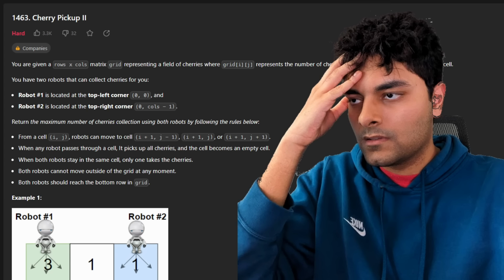Yeah, it's theoretically possible you'll get asked a question like cherry pickup 2. Yeah, cherry pickup 2, because the first one wasn't hard enough. But let's be honest, even if you've literally solved this problem before, there's still a high chance you won't be able to solve this in a real interview.